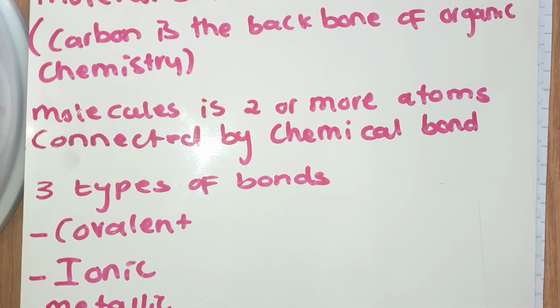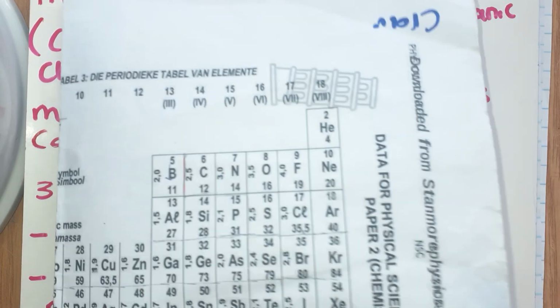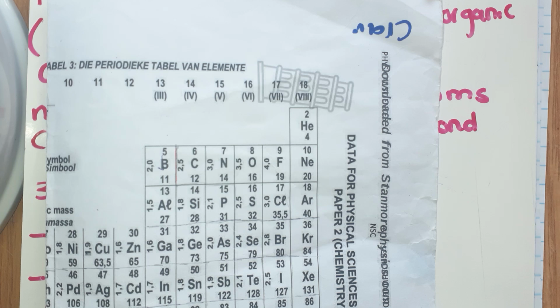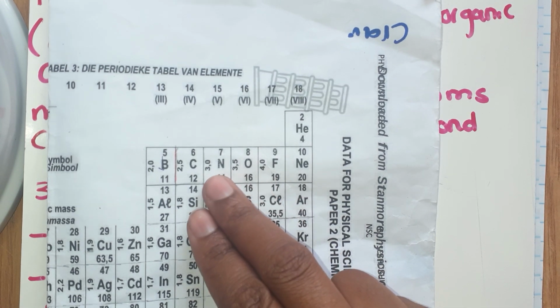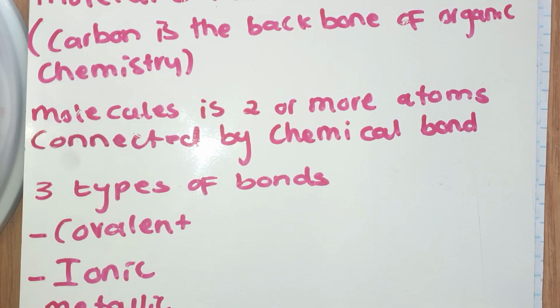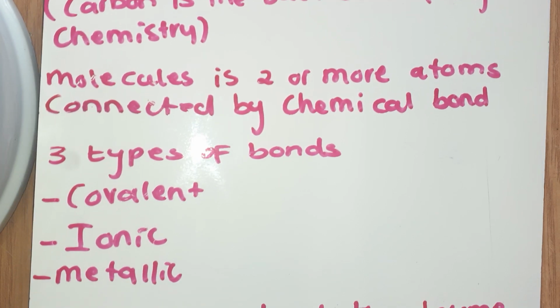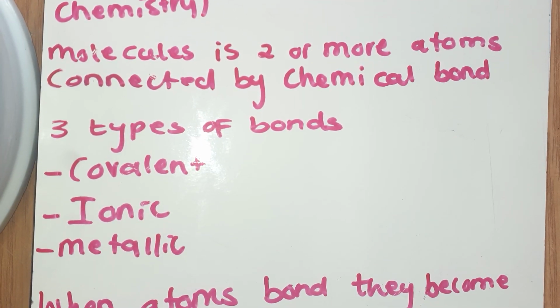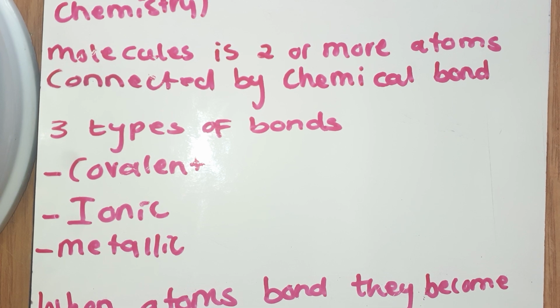And a molecule is two or more atoms connected by chemical bond. So in this periodic table, let's say we bring oxygen and nitrogen together. They make a molecule. Or we bond oxygen, nitrogen, and carbon. That is also still a molecule because the definition of molecule says two or more atoms connected by a chemical bond. They form a molecule or a compound. We can also use that word, molecule or compound.